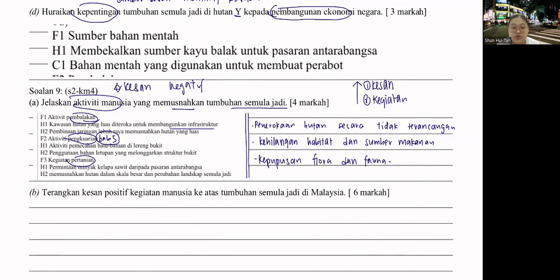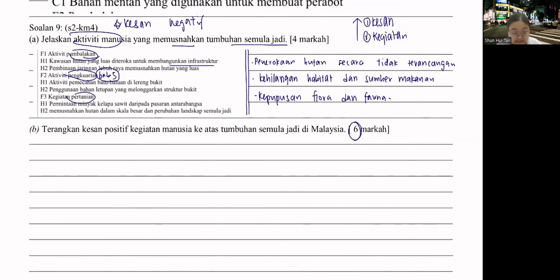Now, the next one will be pretty straightforward because they say terangkan kesan positif kegiatan manusia. And we learned 4. Do we need to explain all 4? No. Almost GG. Don't GG first. 6 marks. 6 marks means 2 points with 3 huraian each, or 2 huraian and 2 contoh. All right.